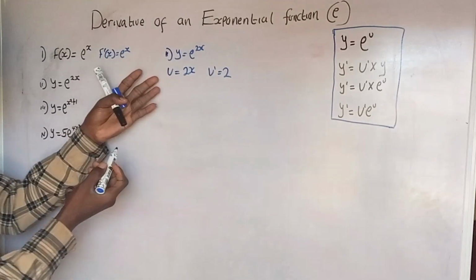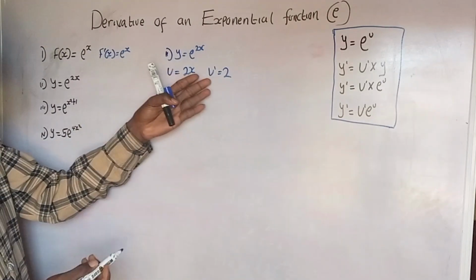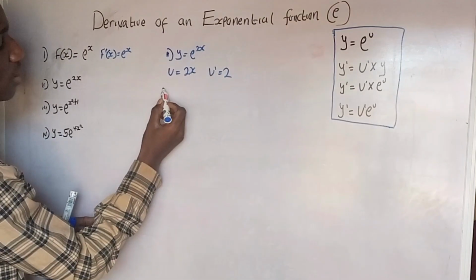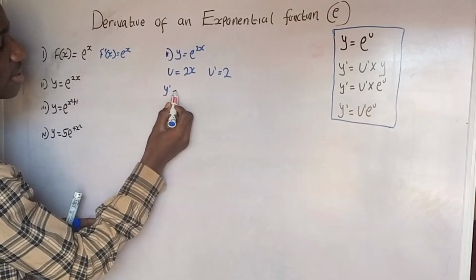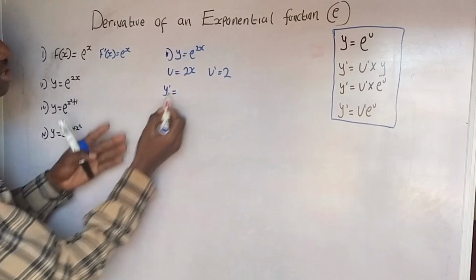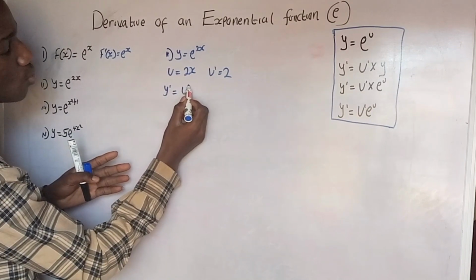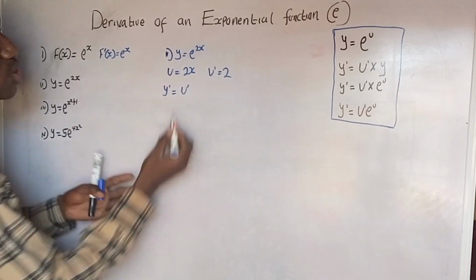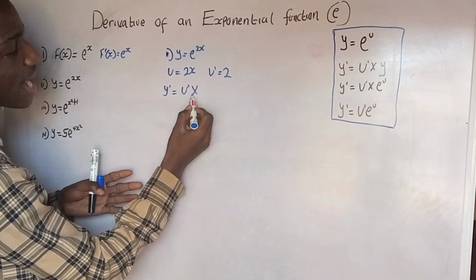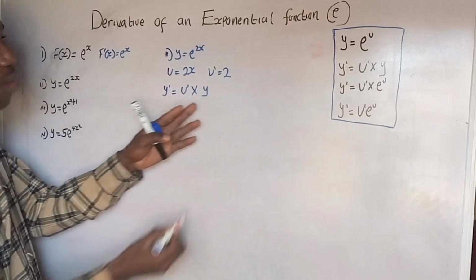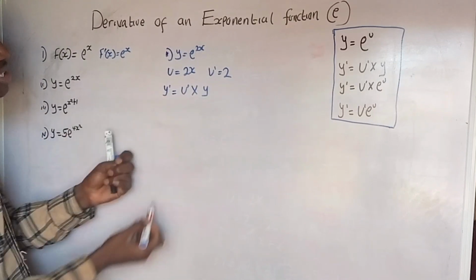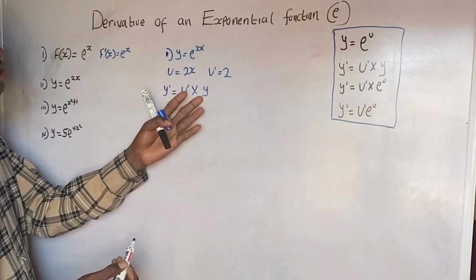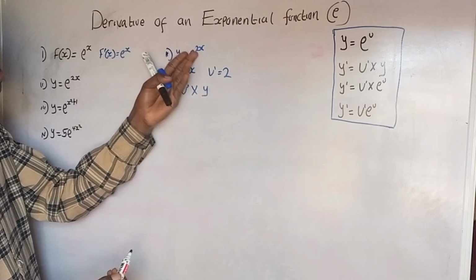So now let us proceed. We have u equals 2x. The derivative of u is equal to 2. Now don't forget our formula. If I want to find the derivative of y, the derivative of y is equal to the derivative of the power to which the exponential function is raised, multiplied by the function itself, which is y. I have gotten the first derivative of u, that is 2, and the function is y. y is equal to e raised to the power of 2x.